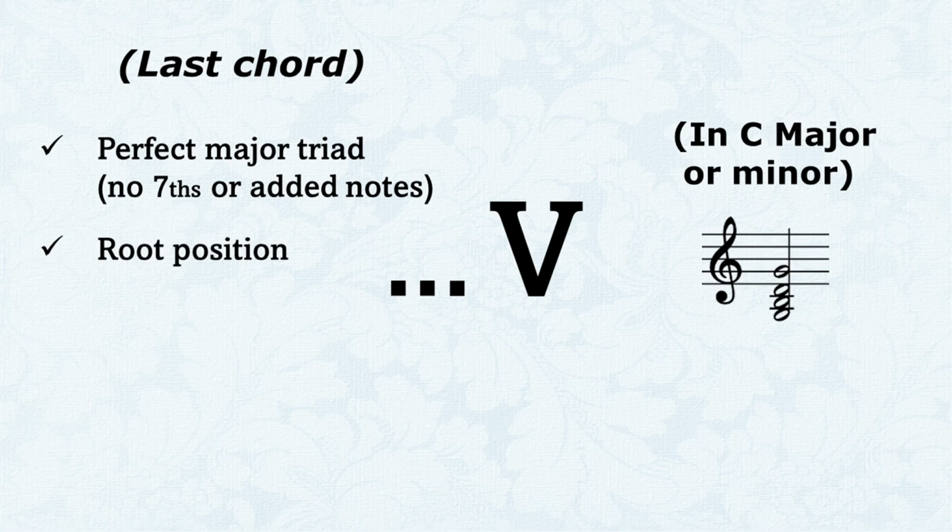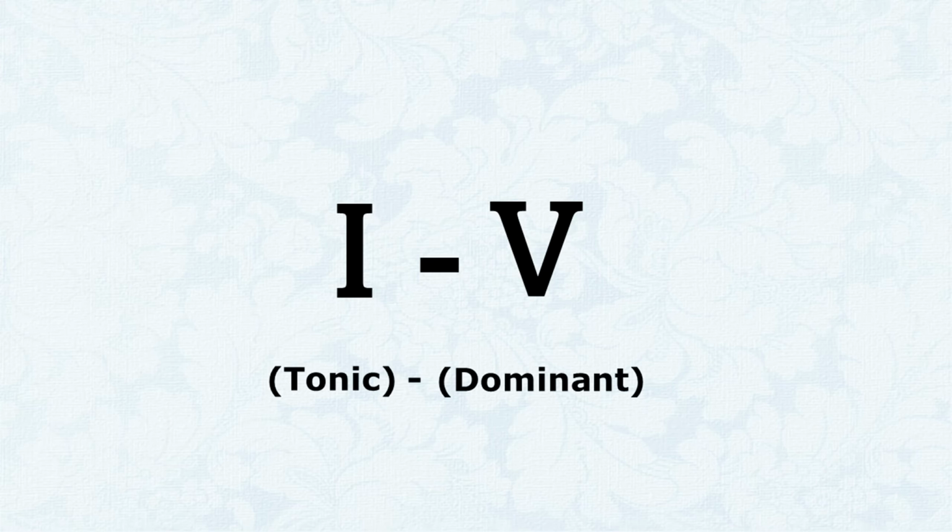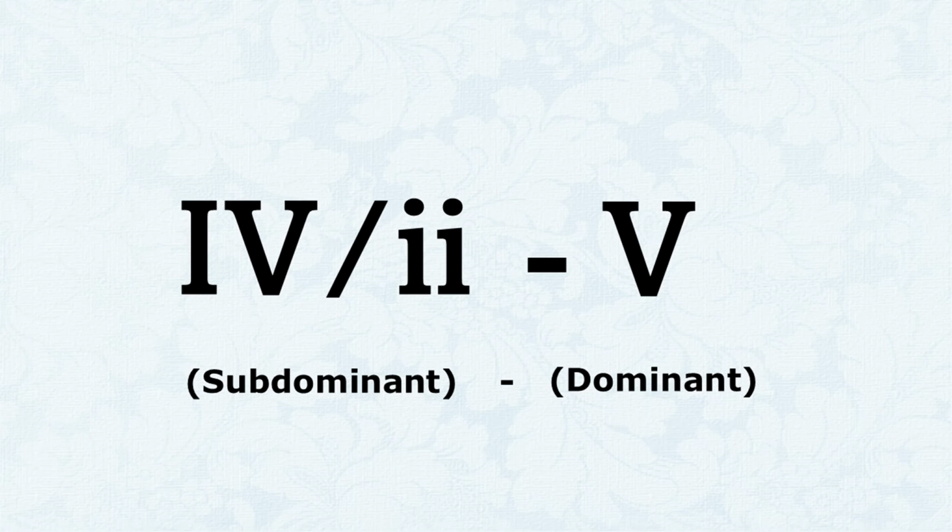This dominant chord must also be displayed in root position, which means its root note should be in the bass. Possible exceptions to these general rules will be addressed in the last part of this video. There are essentially two main types of half cadence. The simplest one displays a first to fifth scale degree progression, which is tonic to dominant, while the second type displays a subdominant to dominant progression, which means either fourth or second scale degree to fifth scale degree. Both types will be discussed in depth, including all their variants, in the following sections of this video.